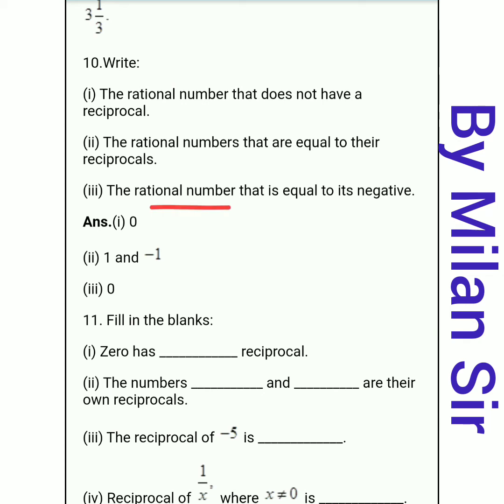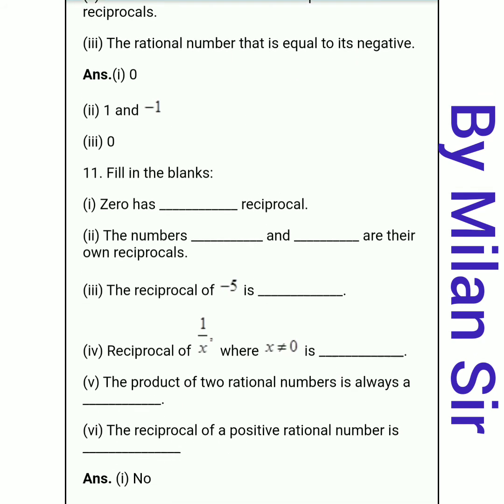The rational number that is equal to its negative. The rational number that is equal to its negative is 0. Because plus 0 and minus 0 both are the same, right? That's why the answer is 0. Because 0 is also a rational number. So the rational number that is equal to its negative is 0.